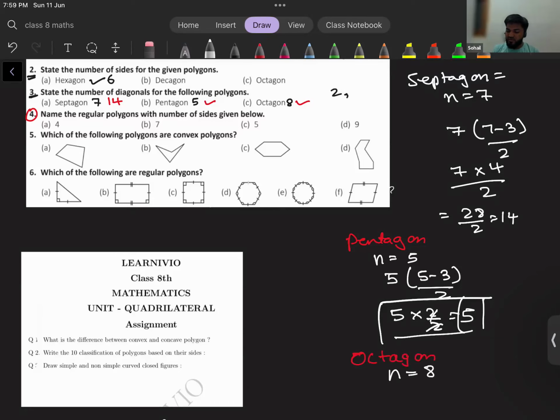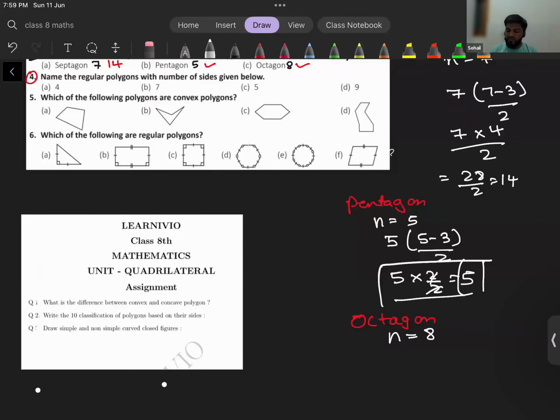And n is equal to 8 in an octagon. So it is basically 8 multiplied by (8 minus 3) upon 2. Now, 20 diagonals for an octagon. Okay.